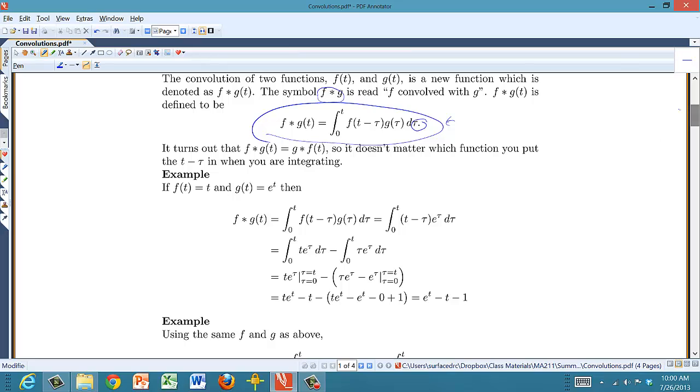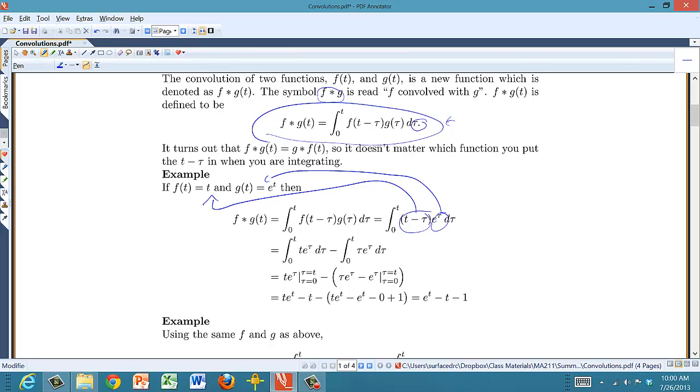Okay, so let's do a quick example. If f of t is just t and g of t is e to the t, then let's compute f convolved with g of t. So f convolved with g is the integral from 0 to t of f of t minus tau times g of tau d tau. So I plugged my t minus tau into t and got t minus tau, and I plugged tau into e to the t and got e to the tau. And now I just have to do the integration.